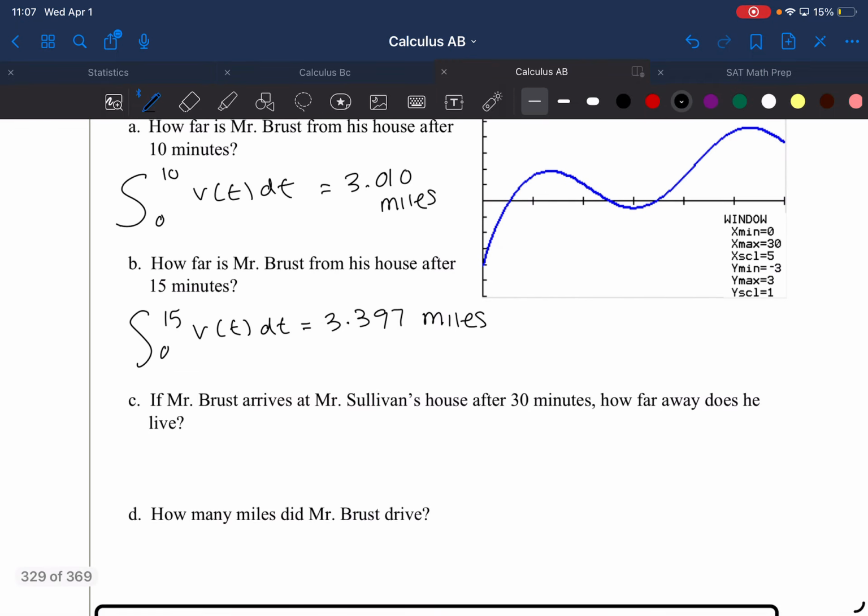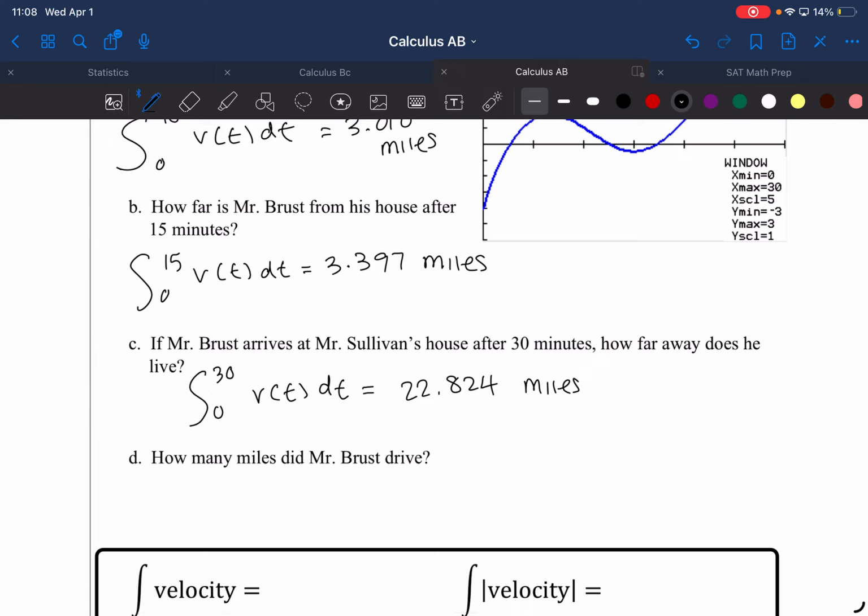Part C says if Mr. Burst arrives at Mr. Sullivan's house after 30 minutes, how far away does he live? Which means instead of doing our integral from 0 to 15 minutes, we're doing from 0 to 30 minutes. So 0 to 30, v of t dt. Plug that into Desmos and you get 22.824 miles. So that's how far away he lives from Mr. Sullivan's house.